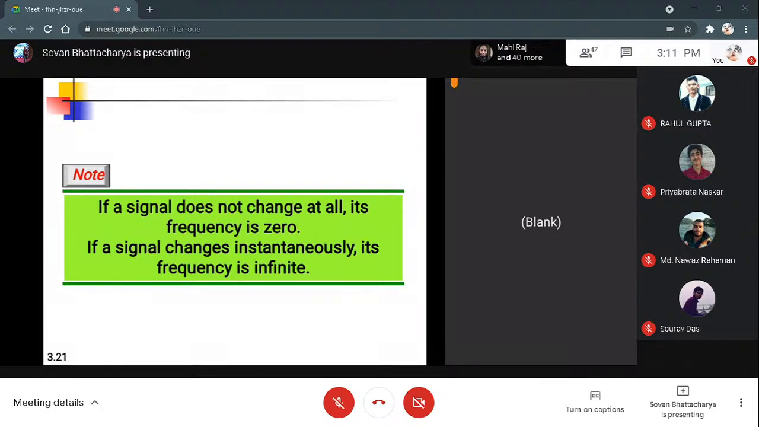So if the frequency is 0, what will the time period be? Infinite. So that would be no change. In the same way, if the signal changes instantly, then its frequency is infinite. It changes instantly, which means the time period is 0, and then the frequency will be infinite.